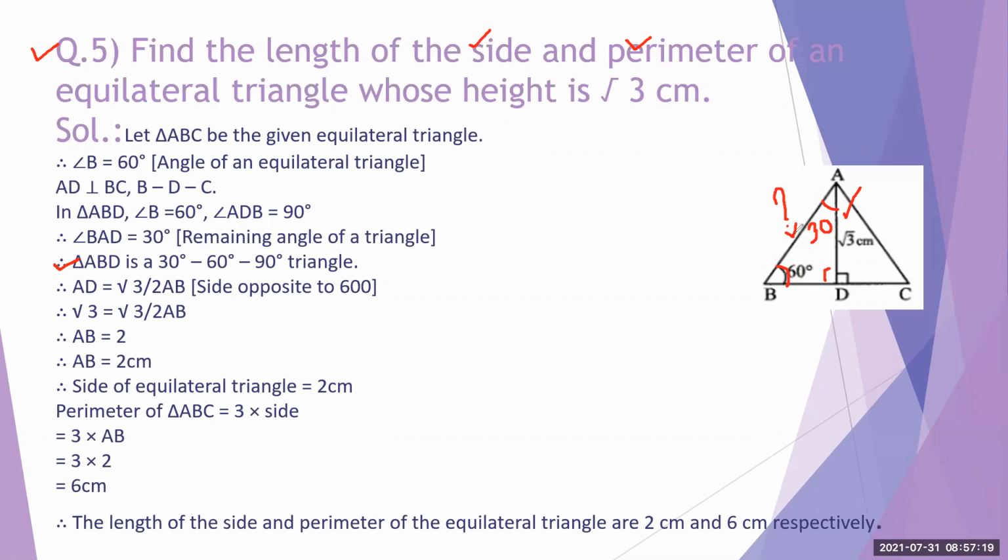AB is nothing but the hypotenuse. Which side are we having? We are having the side opposite to 60 degrees. So just use that property. The side opposite to 60 degrees is nothing but AD is equal to root 3 by 2 times AB. The value of AD is given to us, that is equal to root 3. AB we have to find out. Since we have to find out AB, we keep this root 3 as it is. This root 3 gets cancelled with each other and we get AB is equal to 2 centimeters.